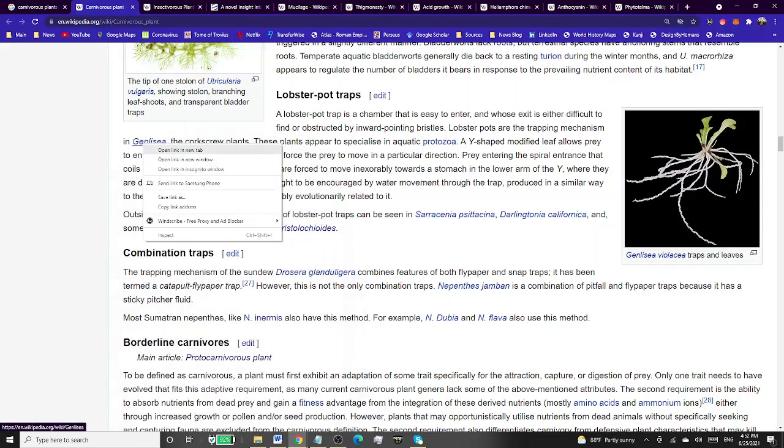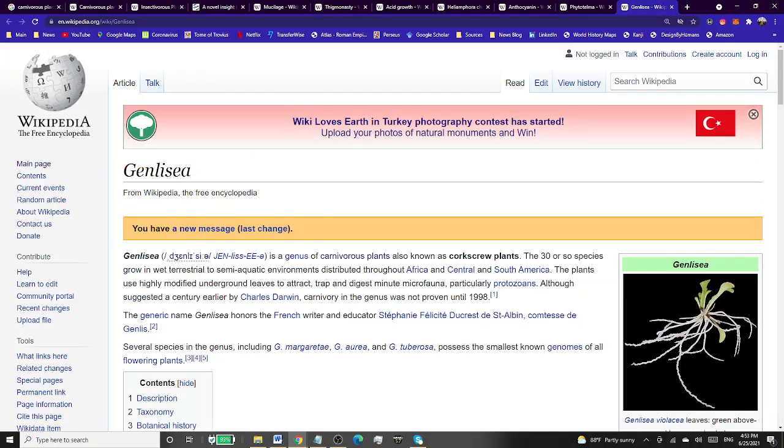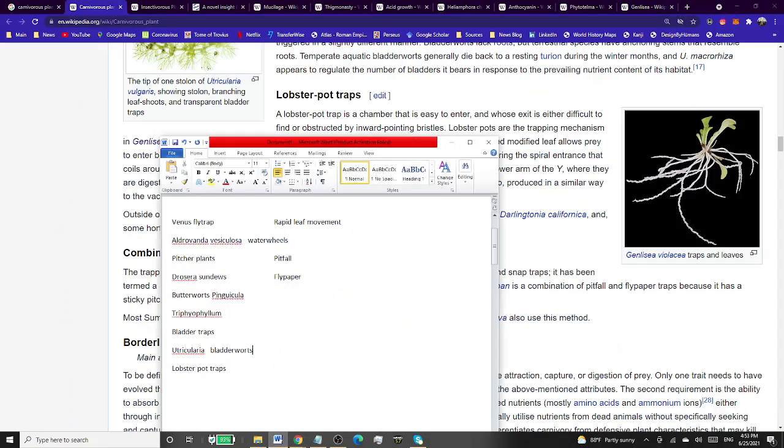There we go. And these are corkscrew plants. And the corkscrew ones you can enter through a tip. Let's see where it is. And you enter into a spiral entrance. And because of the hairs, you have to keep moving to the stomach at the center region here. And that's where you're digested. These are the corkscrews. So many fun ways to trap and digest people. Alright, corkscrew. There we go.